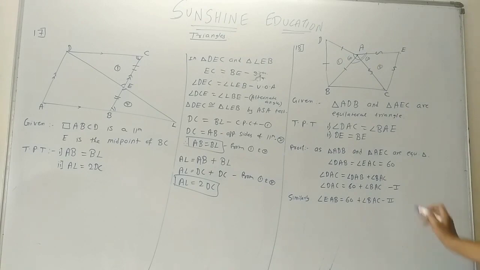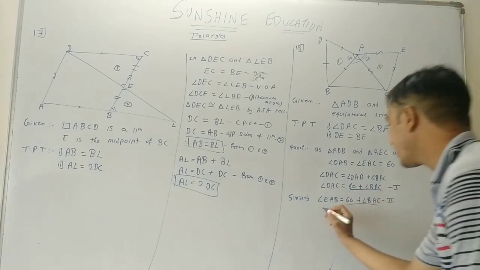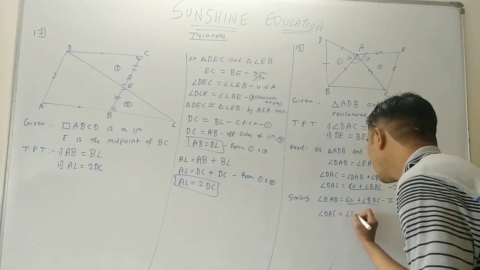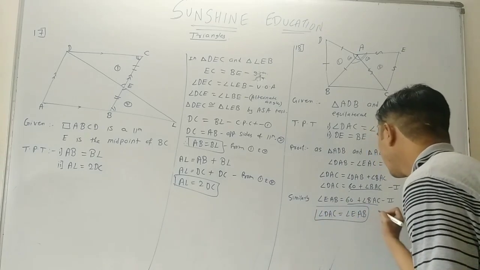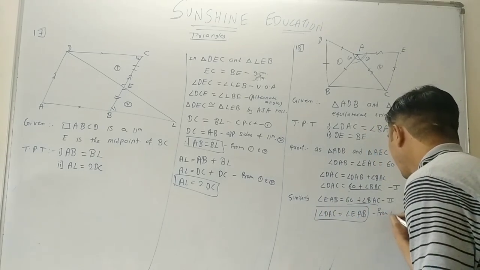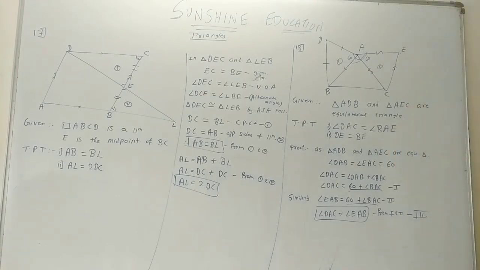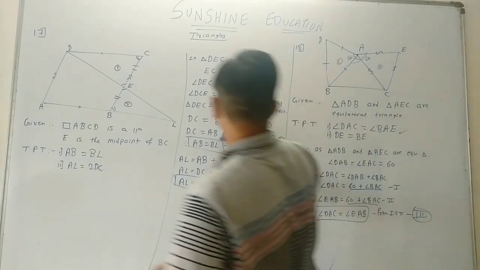From 1 and 2, the RHS is equal, so I can say that angle DAC is equal to angle EAB. I will name this 3. The first part is done: DAC is equal to EAB. For the second part, I will just use this.